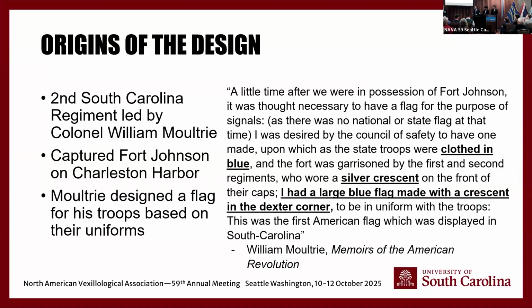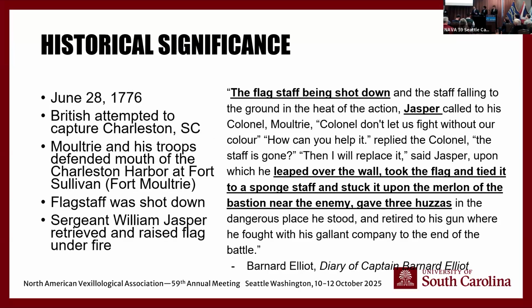So the earliest design of the South Carolina flag was first created by South Carolinian Revolutionary War leader Colonel William Moultrie. And this was done after taking possession of the British-held Fort Johnson in 1775 during the Revolutionary War. And he designed this flag to match the uniform of his troops. So his troops were clothed in blue, and they had silver crescents on their caps. And so he decided to design a flag which had a blue field and in its dexter corner, a silver crescent.